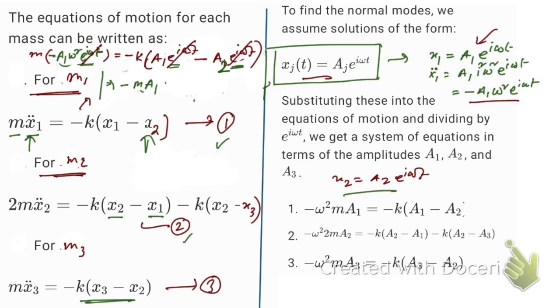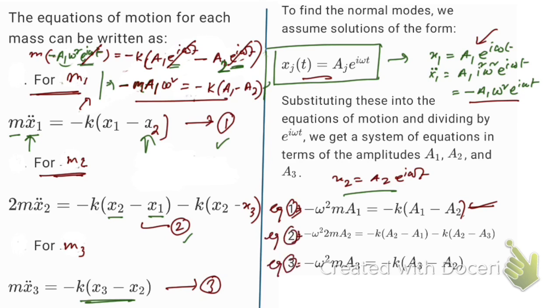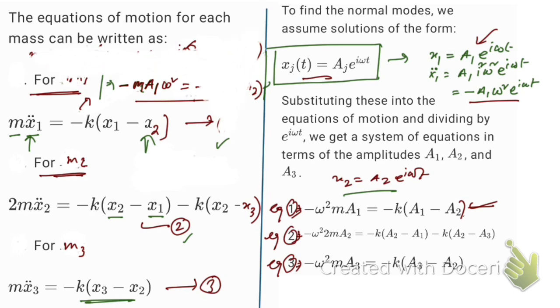So here we have minus m a1 omega squared is equal to, on the other side, k times a1 minus a2. This is what we have got from equation number 1. Similarly, from equation number 2 and equation number 3 we get the other equations. Hope you have understood this. Let me clean this up. This is m1 and here is equation number 1. Pause the video and let me go to the next slide.